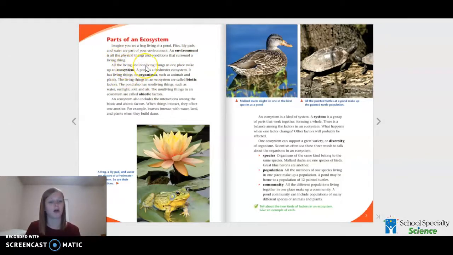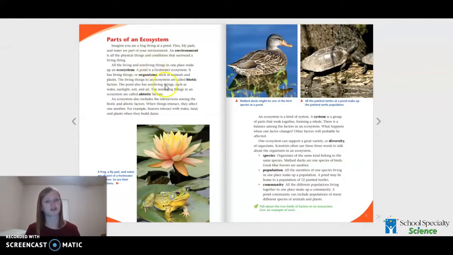That's all living and non-living things in one place. You already know what organisms are. Those are living things. We talked about species, population, and community. Today we're going to add a little bit to our notes, and we're going to talk about biotic and abiotic factors, because those are other parts of ecosystems.